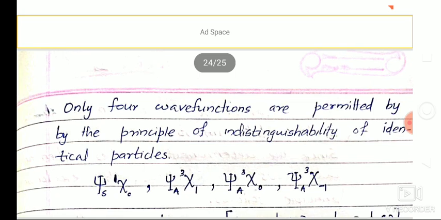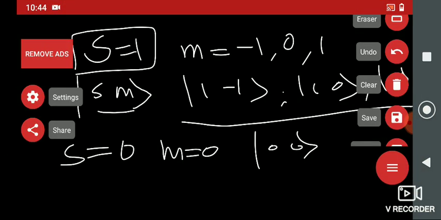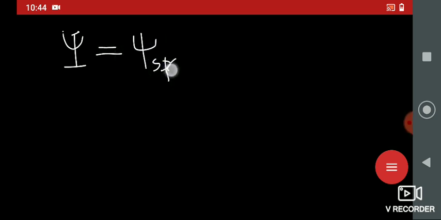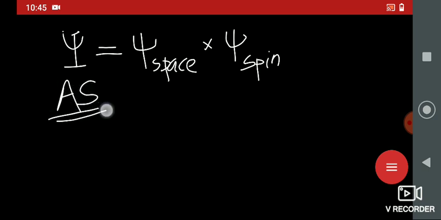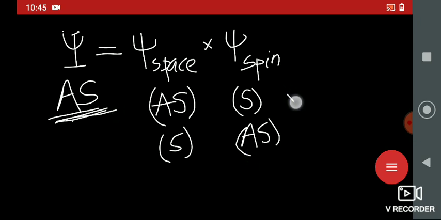We have already said that the total wave function of the system, our helium atom, must be antisymmetric, right? If we represent the total wave function as psi equal to psi space part into psi spin, we need this total wave function to be antisymmetric. The possible combinations are: if the space part is antisymmetric, the spin part has to be symmetric, and if the space part is symmetric, the spin part has to be antisymmetric. Then only the product will be antisymmetric, right? So these are the possibilities.